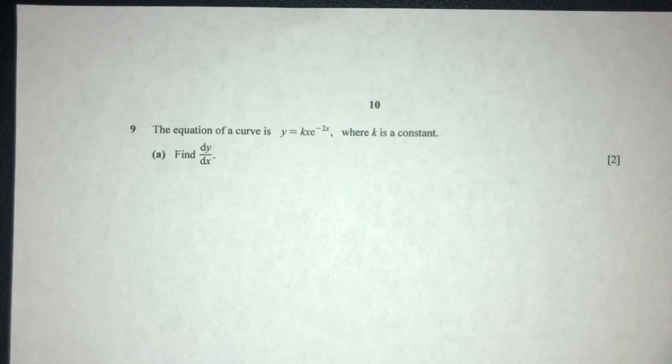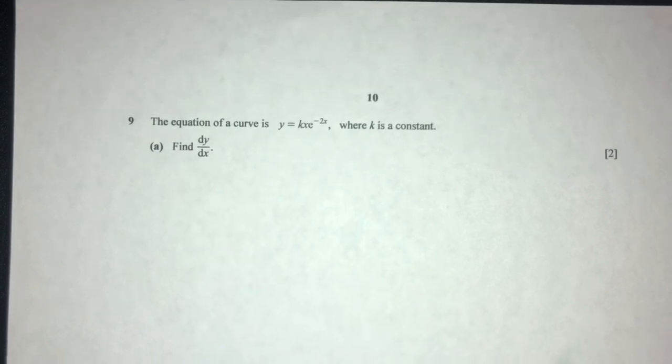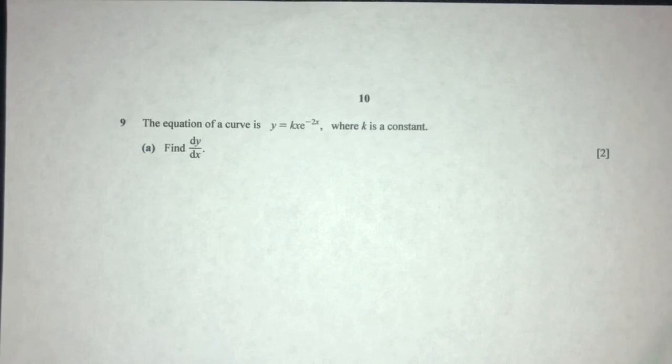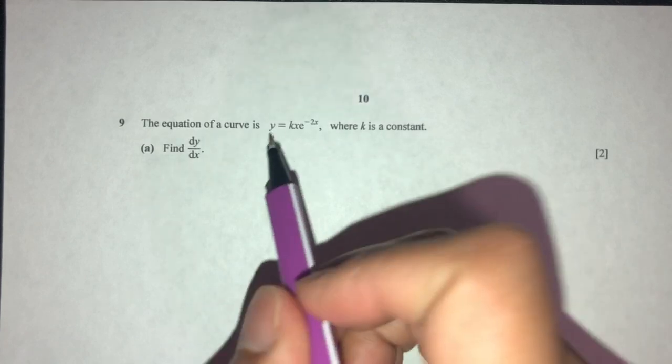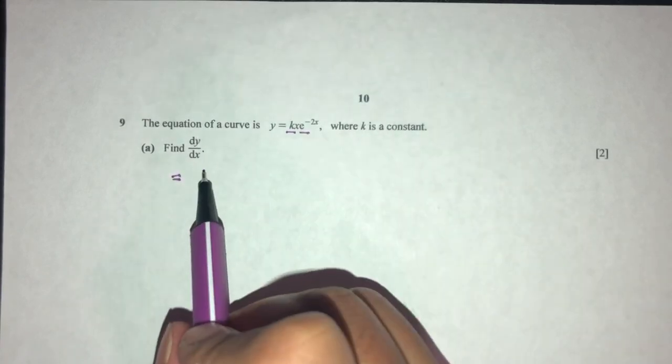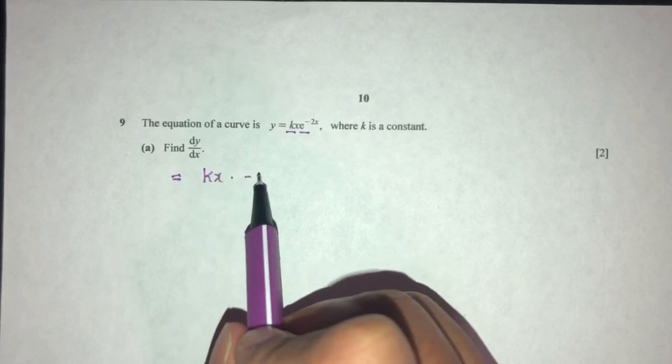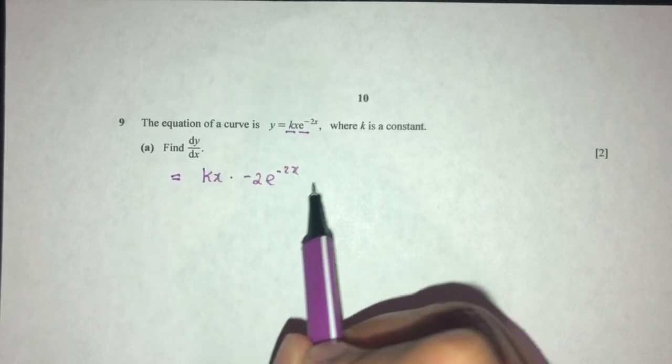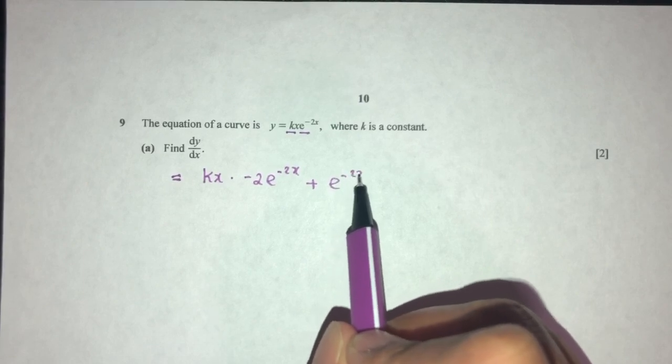Here we go, question number 9. This is quite long, I believe, so let's try to explain this as simply as possible. First things first, we have to find dy by dx. This one is a product, this times this, so you have to use the product rule. That will be kx times minus 2 exponential minus 2x, plus exponential minus 2x times k.